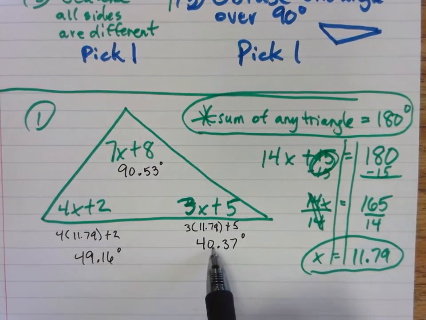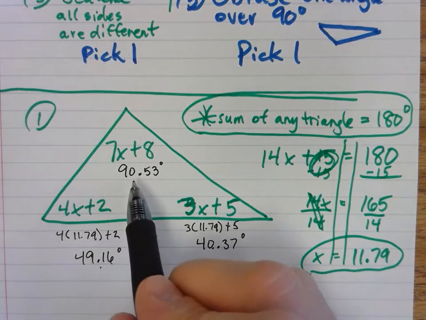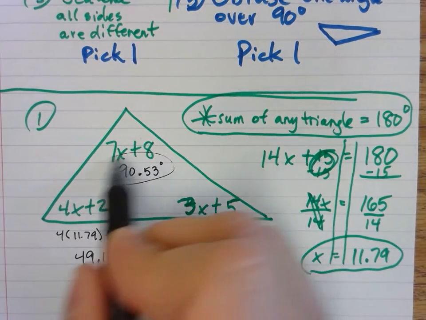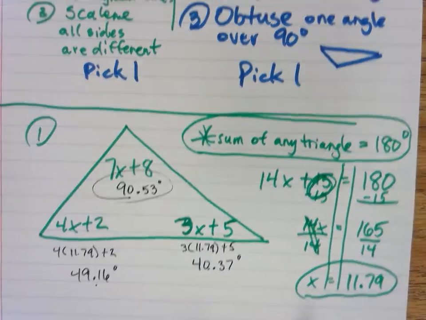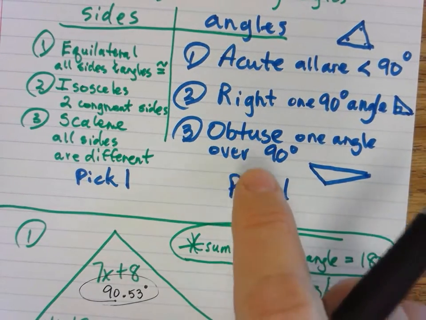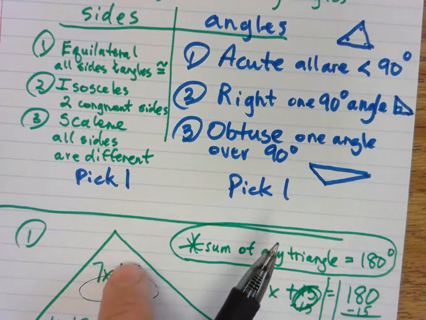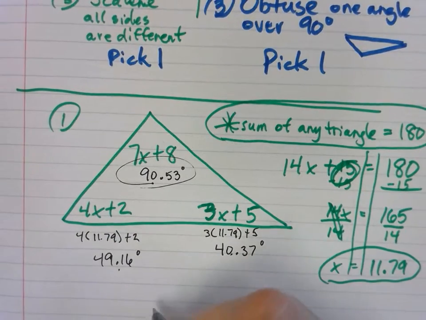Now, we've got an acute angle, and then we've got an obtuse angle. So this one's actually bigger than 90. To classify it as obtuse, it only has to have one angle over 90, and this angle is over 90. So this one would be obtuse.